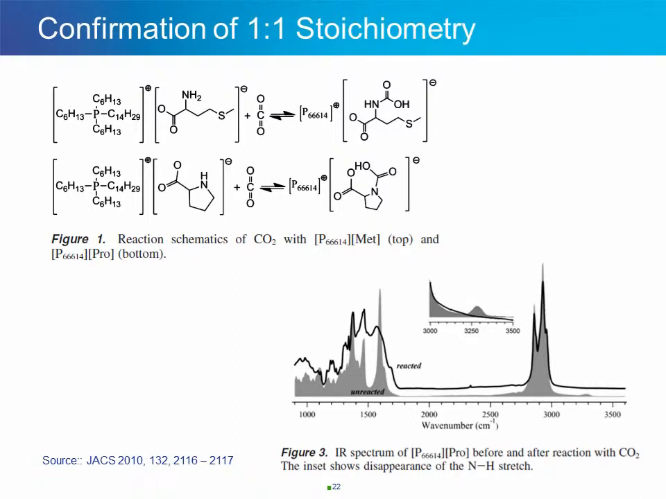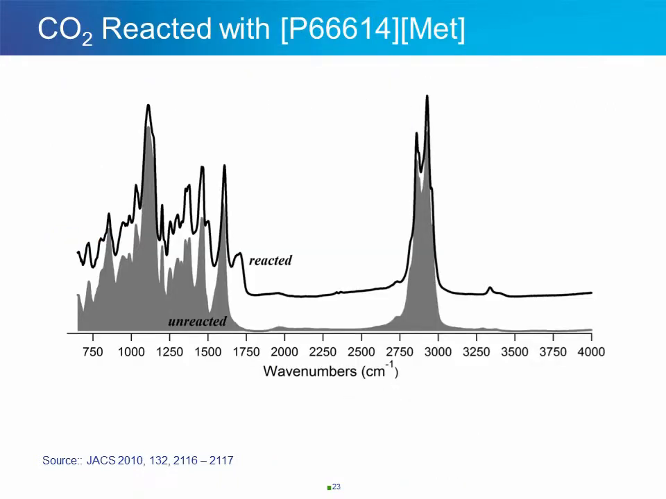This was clearly not the case. Third, there is a new band centered at 1,689 wave numbers, which corresponds to the new carboxylic acid moiety formed from the reaction of CO2 with the amine. The researchers noted that the assignments are consistent with vibrational spectra obtained from the electronic structure calculations.